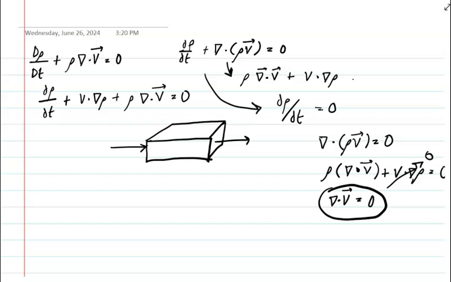So from here, we would move into the Navier-Stokes equation, which is basically the statement of F equals ma written for fluid elements, for fluids.